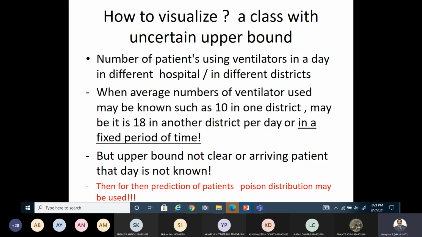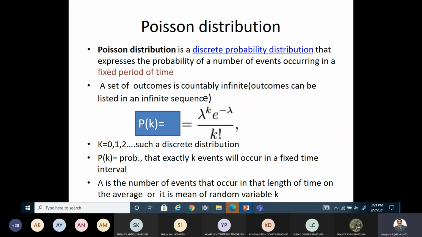It is just by looking at some fixed time interval and the average value you have. That is a measure. Some prediction is also possible. When you want to predict the arriving patients for the next day, and the upper bound is not clearly known or is uncertain, you can go with the Poisson distribution to look at how the variation happens. You can describe the problem with the Poisson distribution.